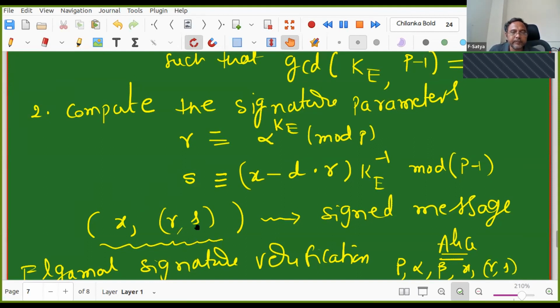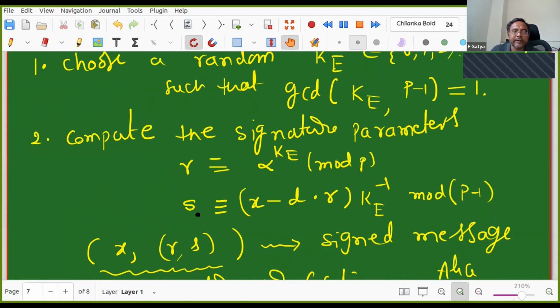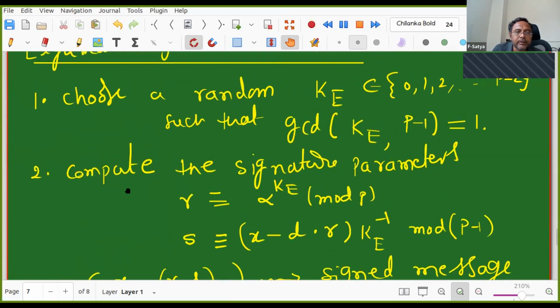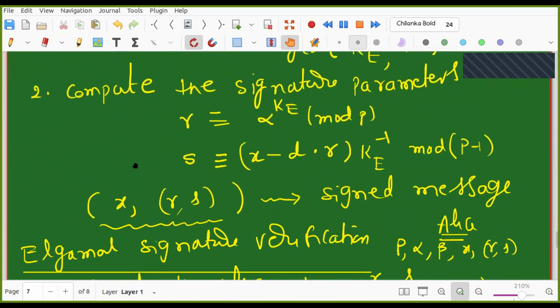Is it okay? Also, here we are not using the private key. Only in S are we using the private key. R is used again in S. So basically S is the main thing. Is it okay? Am I fast or something? Kanak, are you okay? Yes, sir, it's clear. Okay.